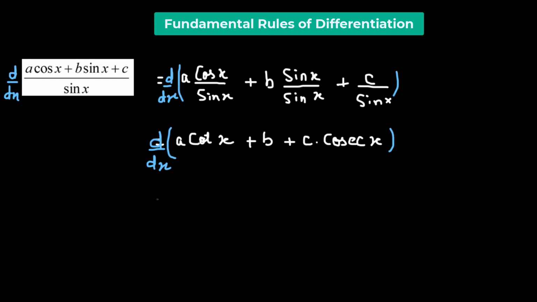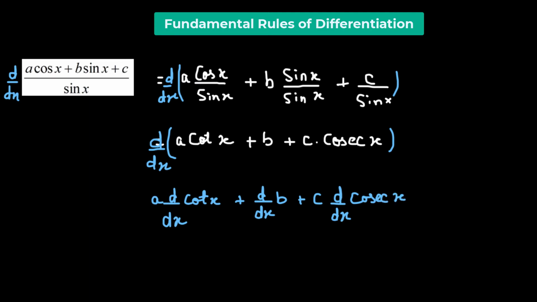So a is a constant, so we take it out of the derivative. We have a times d over dx of cotangent of x, plus d over dx of b, plus c, which is a constant, so we have taken it out of the derivative, times d over dx of cosecant x. Now a times the derivative of the cotangent function, which is negative cosec squared x, plus the derivative of the constant, which is 0, plus c times the derivative of cosec x.